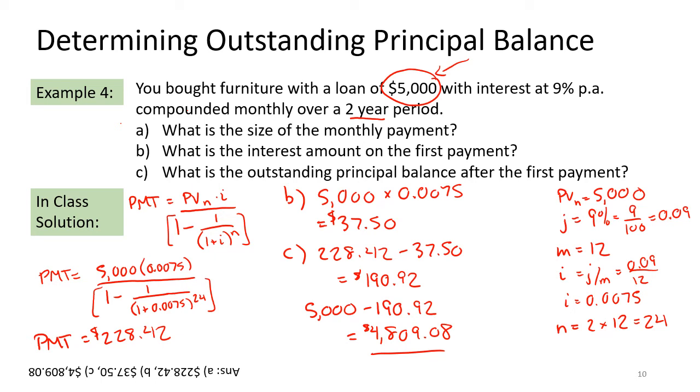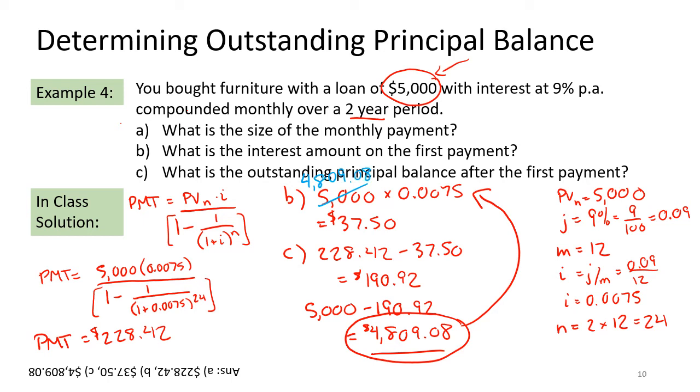So this cycle, what you'll see in the next examples, continues. And then this number for your next payment is how you would calculate your interest, which we did in part B. So instead of this being $5,000, it would be $4,809.08 multiplied by that interest rate.